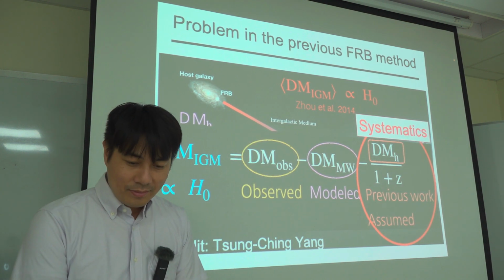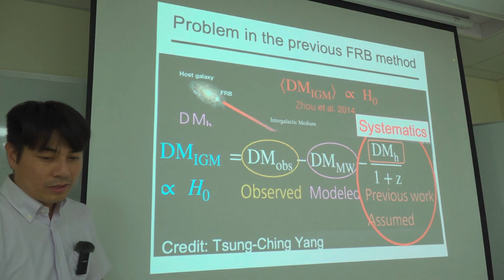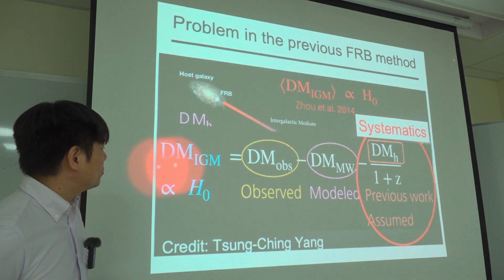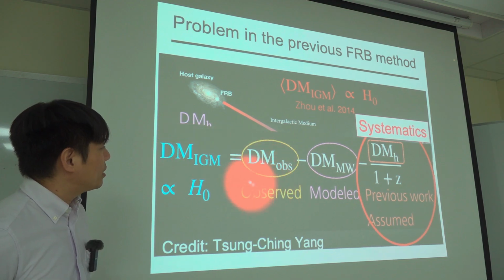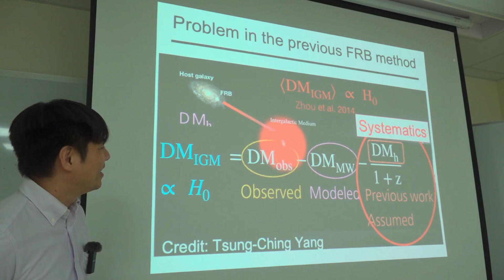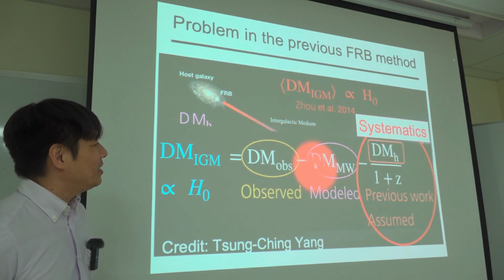Then that means this DM IGM is the most important regarding the Hubble constant, and we really want to derive this one. To do so, what we have to do is, there's a DM observation here, the observed DM. Then we need to subtract these two components, DM Milky Way and DM host galaxy.